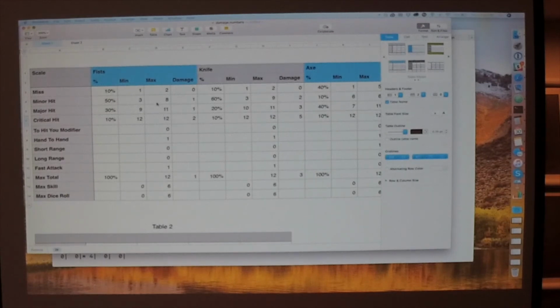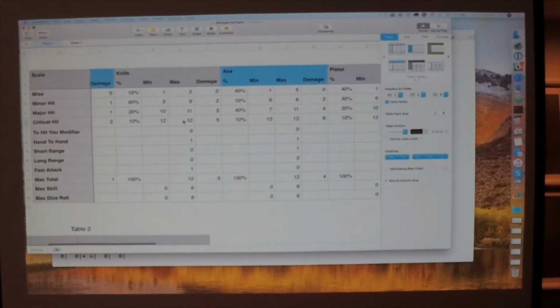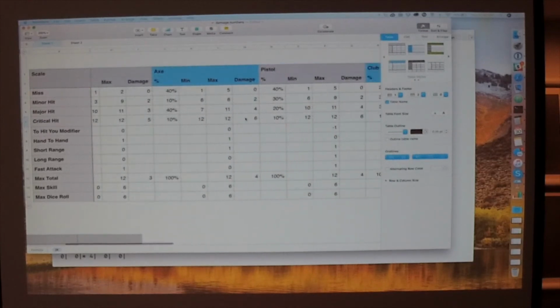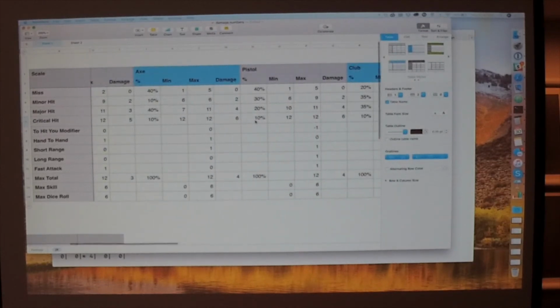So anyway, if you got 1 or 2, you'd do 0 damage. That would be a miss. If you did 3 through 8, that would be a minor hit, and you'd do 1 damage. A major hit with fists is no different than a minor hit. But then a critical hit, you could do a little bit more damage. But then if you get a knife, you're actually cutting into somebody, so you're going to do worse. And an axe can do more damage.